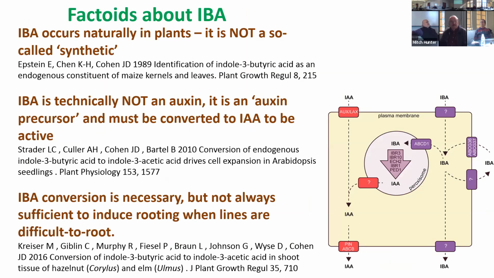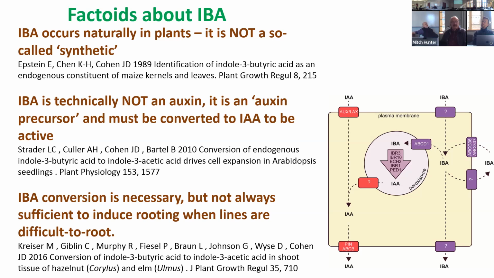IBA occurs naturally in plants. When it was originally reported, it was always on the list of synthetic auxins. For my PhD work, I developed a method for quantitating IAA using IBA as a standard. My friend Frank Epstein was using that method in Israel, and he got a really weird result, which turned out to be that there was IBA in the plant. Together we identified that and published good mass spectral data identifying IBA as a natural compound.